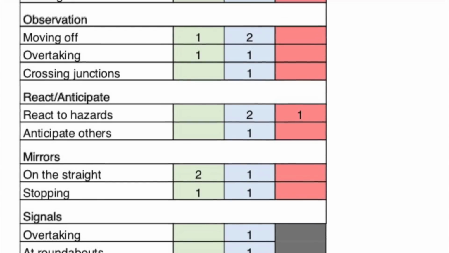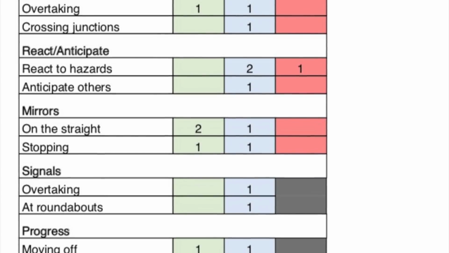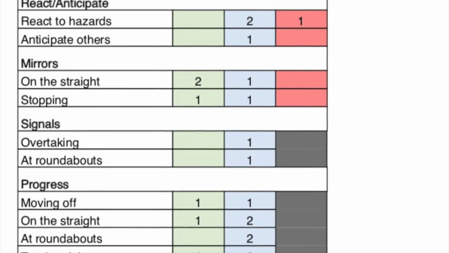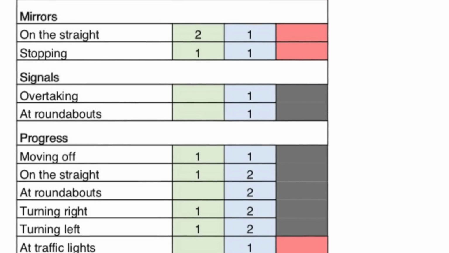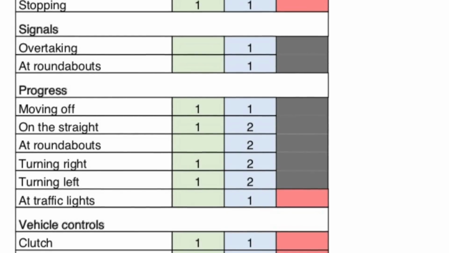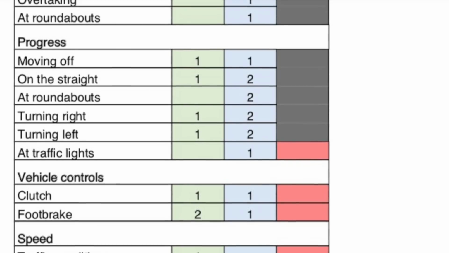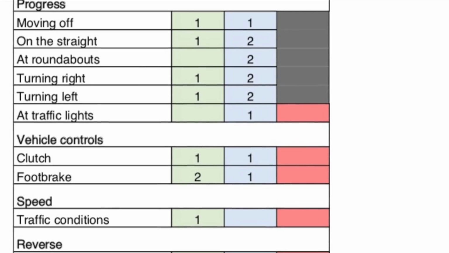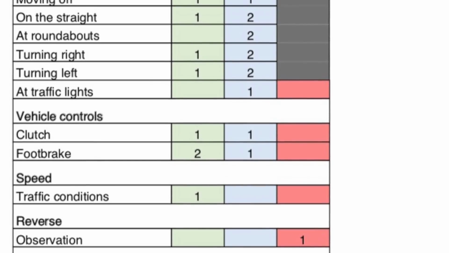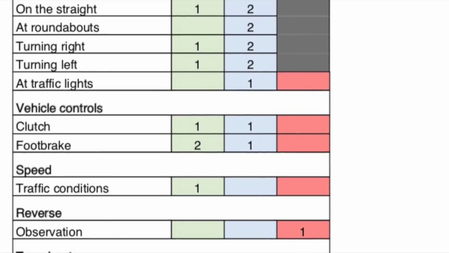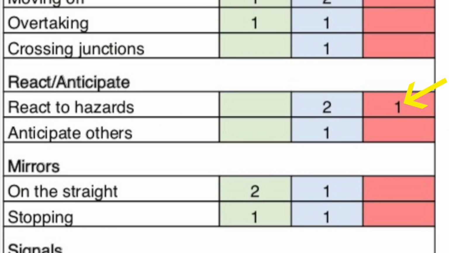So there are 31 grade 2 marks. Grade 2 are the medium marks. Grade 1 is only minor marks. And grade 3 is serious, where even one grade 3 is an automatic fail. So the first thing I want to do is take a look at the grade 3 marks first of all. The first one there is reaction to hazards.